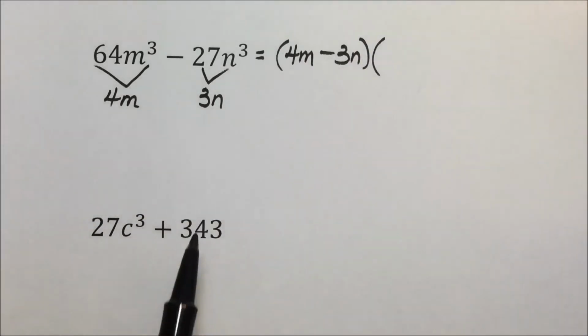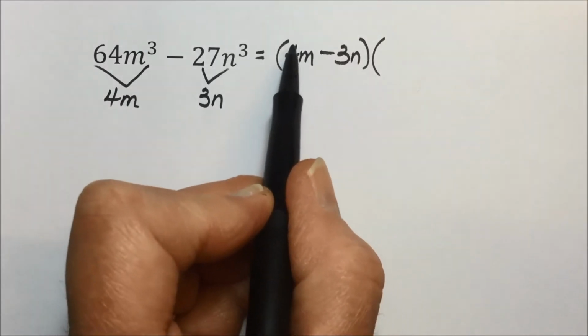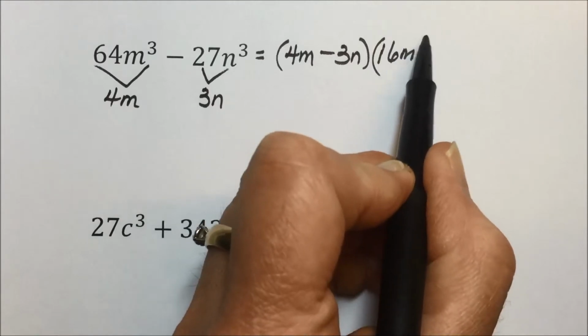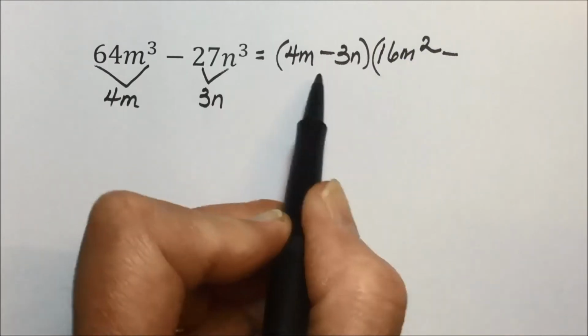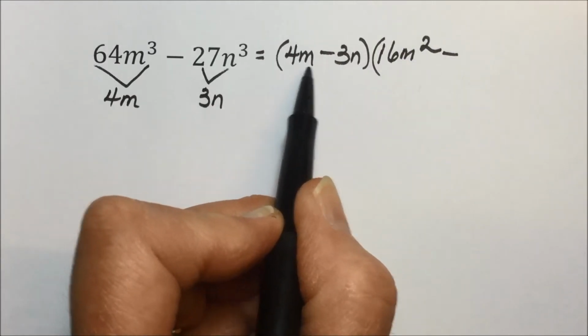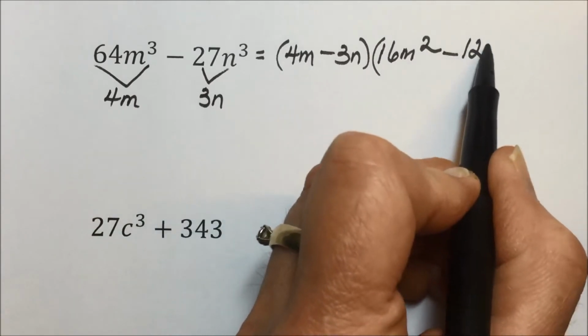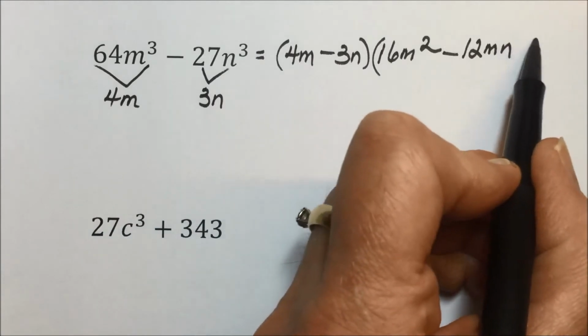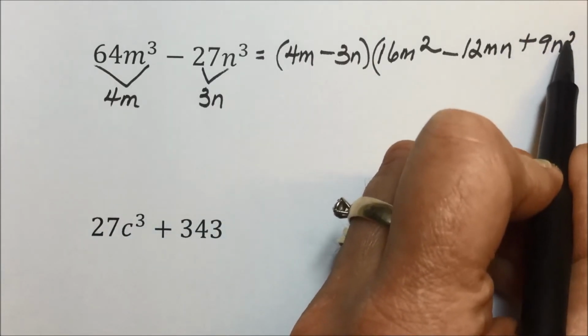The trinomial is of the pattern square the first term. 4m squared is 16m squared. Opposite sign, multiply the two terms together, so we'll have a 12mn, and then square the last term. We'll add on a 9n squared.